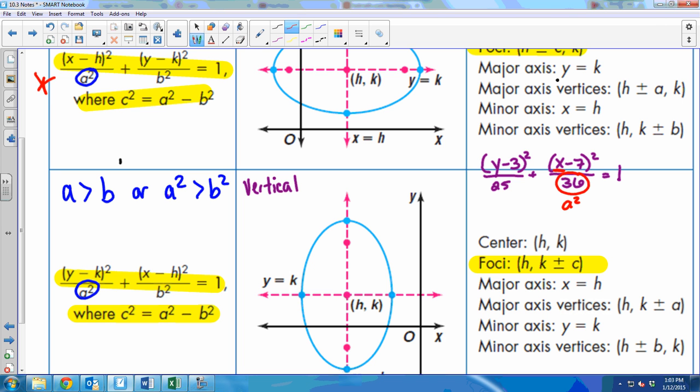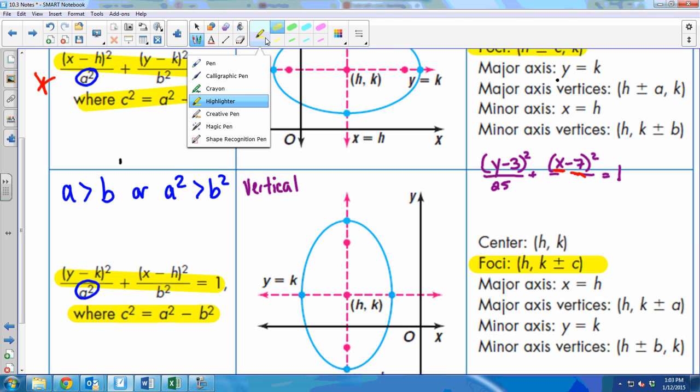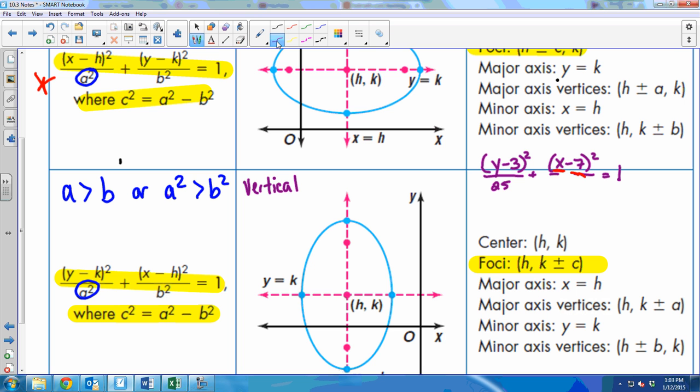So RJ just said, well, what if 25 is larger? So if we change this to 4, the number is larger under the y. So that's a squared, and so it is vertical. The larger number is always a squared. And depending on which variable it's under makes it horizontal or vertical.